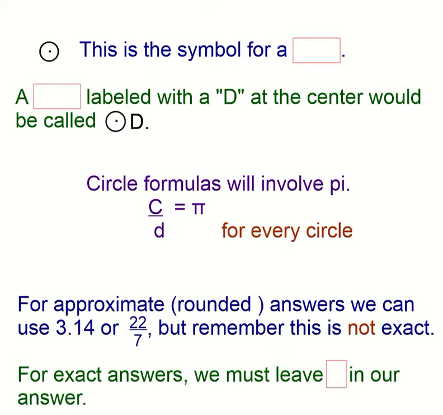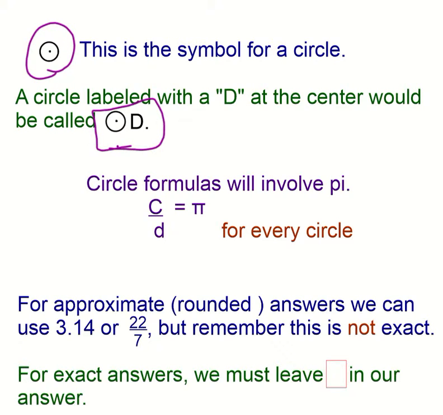Alright, and now we're going to talk about circles. The symbol we see over here is the symbol for a circle. A circle labeled with a D at the center would be called circle D. And so right here we would call that circle D.